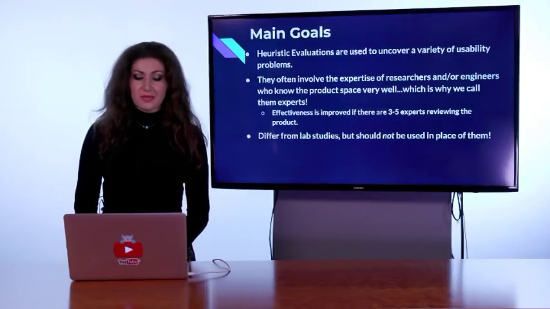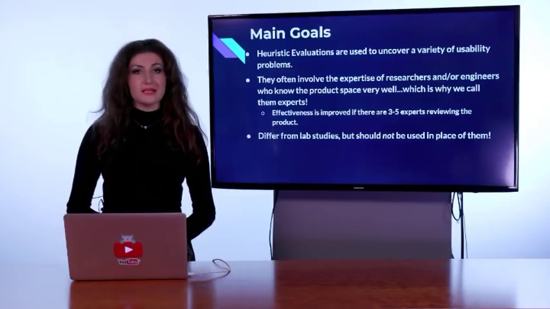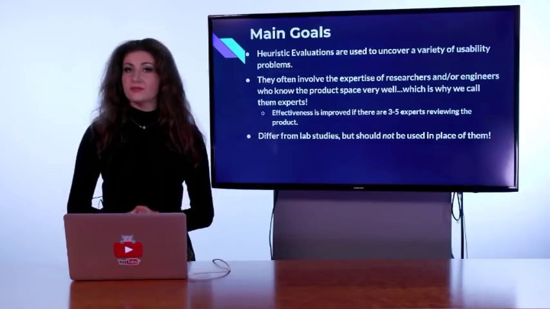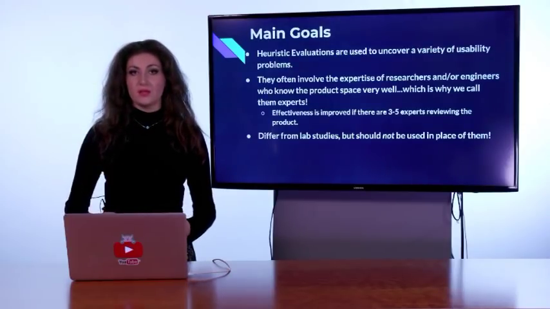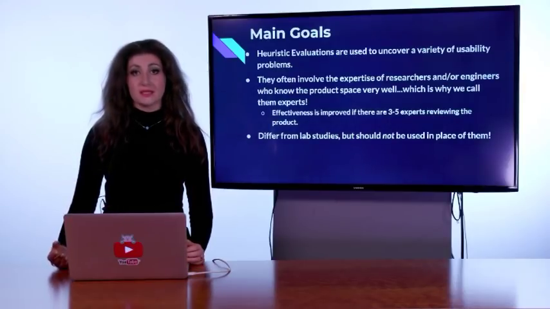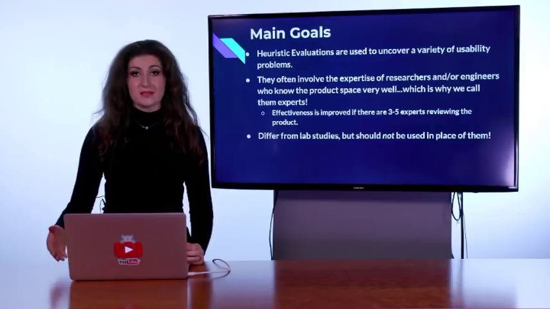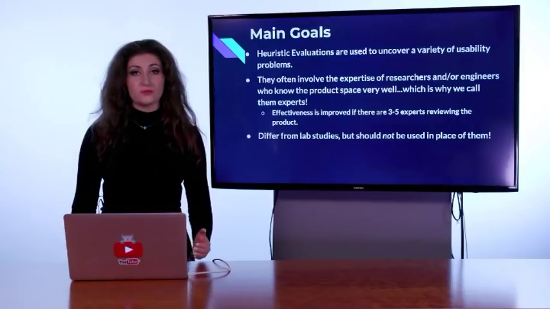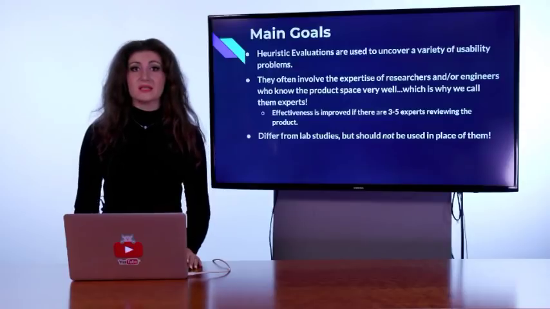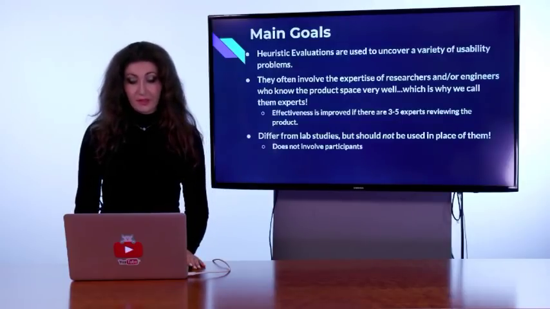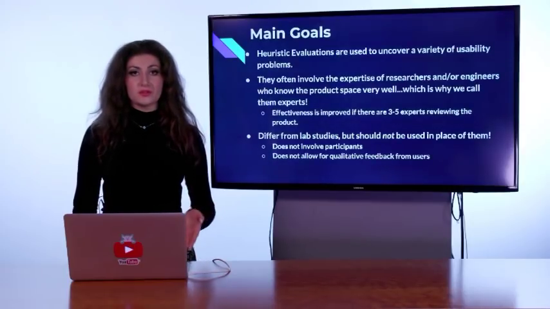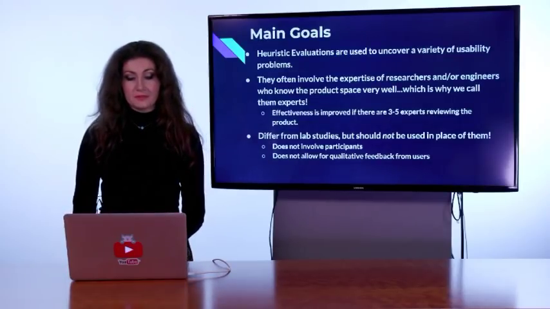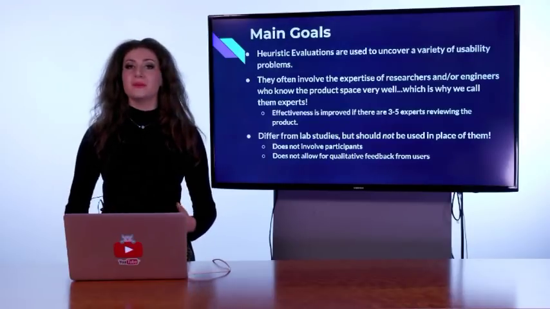Heuristic evaluations differ from laboratory studies, but should not be used in place of them. Typically, issues that are uncovered in a heuristic evaluation are addressed, and then once those issues are addressed, the product will go into laboratory testing in a usability lab, however many times as necessary. It is unlikely for a heuristic evaluation for a product to occur more than once, but usability testing is definitely a cyclical process. So heuristic evaluations do not involve participants. In this case, the researcher or the expert user acts as the participant or as the user. Heuristic evaluations do not allow for qualitative feedback from users, however.